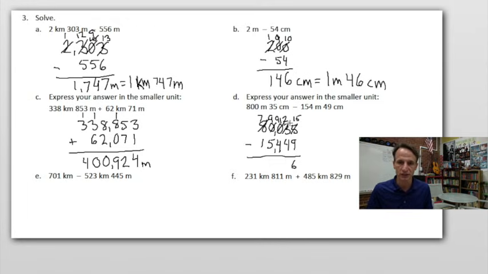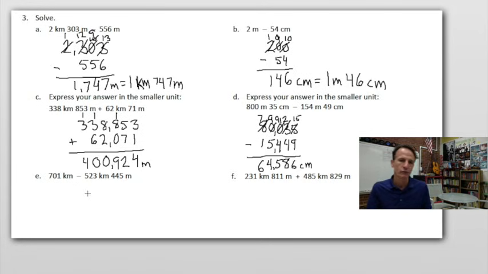It's 12 tens minus 4 tens leaves 8 tens. 9 hundreds minus 4 hundreds is 5 hundreds. 9 thousands minus 5 thousands is 4 thousands. Drop that comma while we're in the neighborhood. It's a beautiful day in the neighborhood, isn't it? 7 minus 1 in the 10 thousands place leaves 6. And this is what? The smaller unit. This is centimeters.